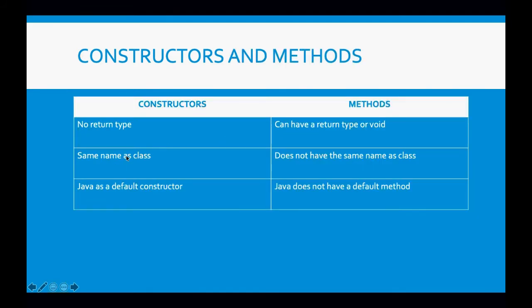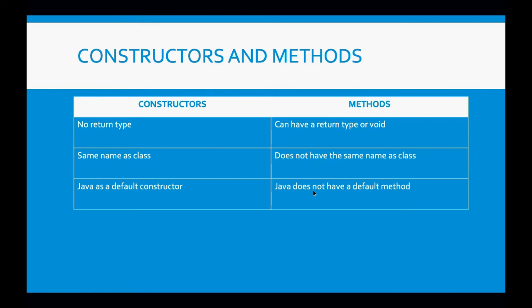So it is the same name as the class. It is not going to be a constructor if it's not the same name as the class. And methods obviously don't have the same name as the class. They are doing words, that you need to do something. And Java has a default constructor. If you don't have a constructor in your class, Java will create one for you. And Java does not have a default method.